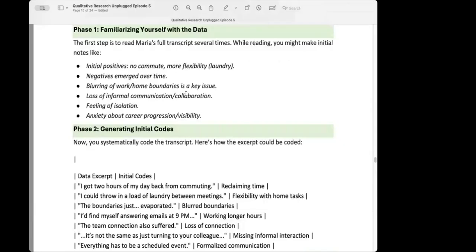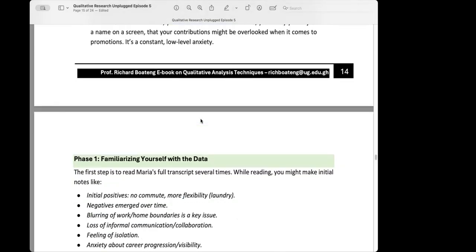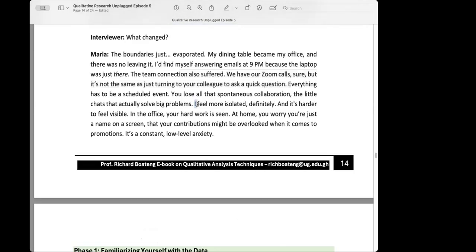When she states, "everything has to be a scheduled Teams call now," you could code that formalized communication, which contrasts nicely with "you lose all that spontaneous brainstorming and collaboration," which might be coded loss of spontaneity. Seeing the contrast is useful too. Very useful. Her direct declaration, "I feel more isolated, definitely," directly translates to a code like sense of isolation.